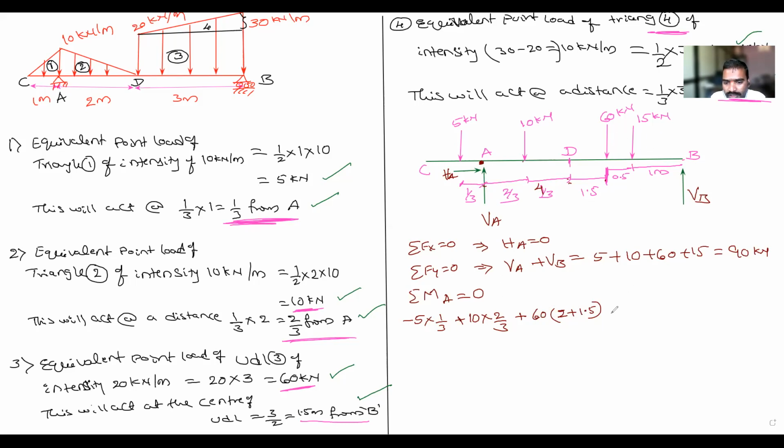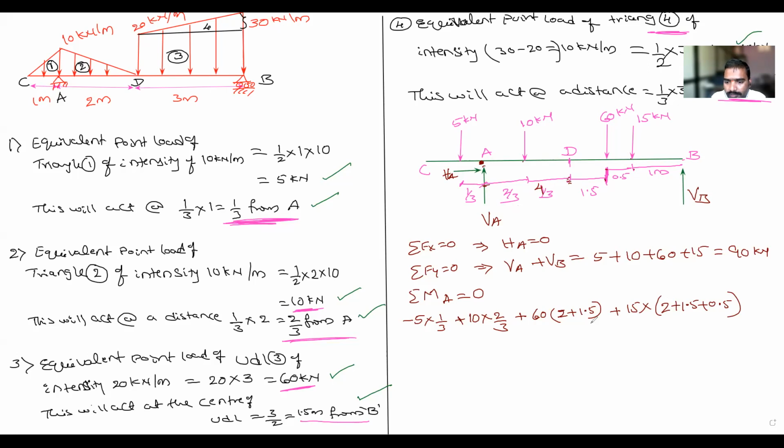Next, the fourth load. Is it rotating clockwise or anti-clockwise? Clockwise. 15 into, what is the distance from A to the point? So this is 2 meter, this is 3.5 meter, this is 0.5 meter. So I will write 2 meter plus 1.5 meter plus 0.5 meter. Is it clear? From here to here is 2 meter, next 1.5 meter, next 0.5.